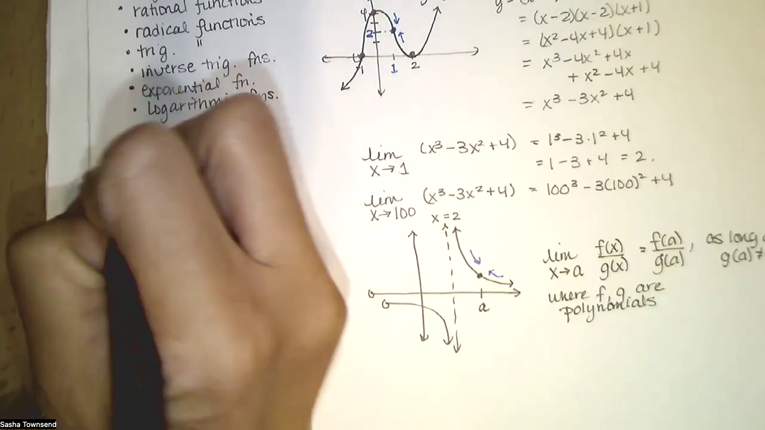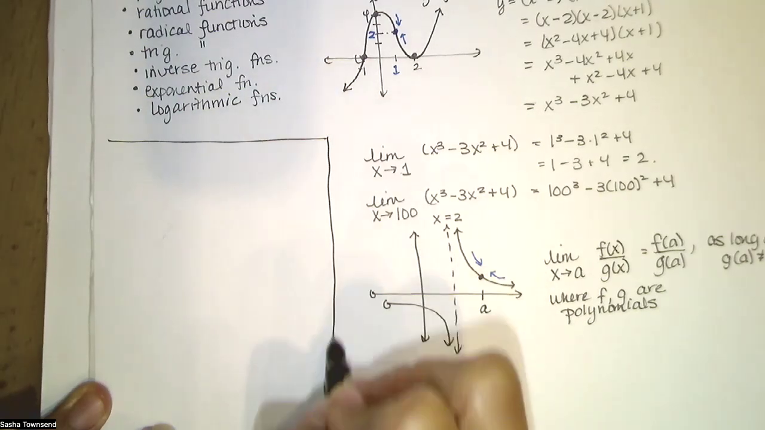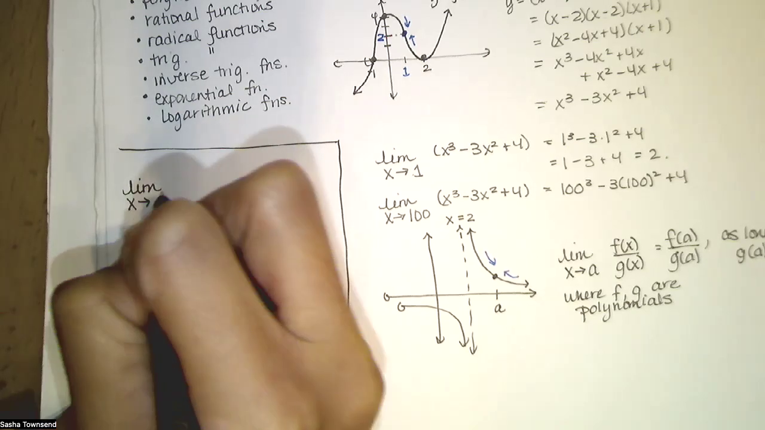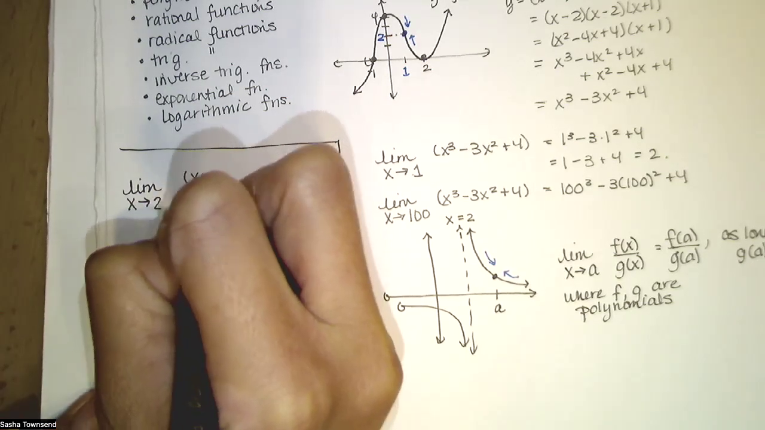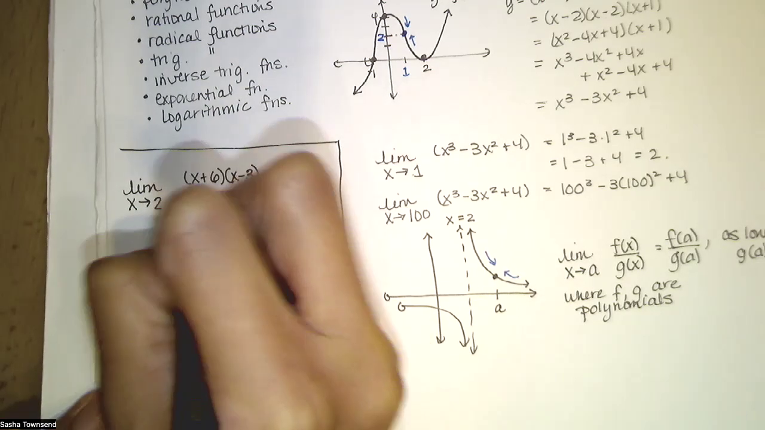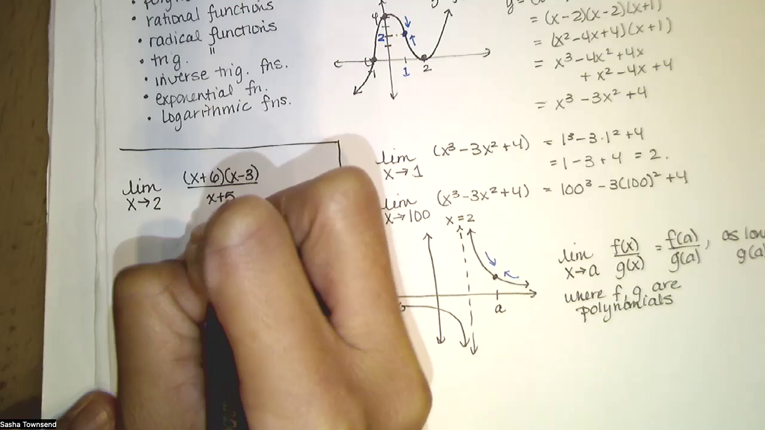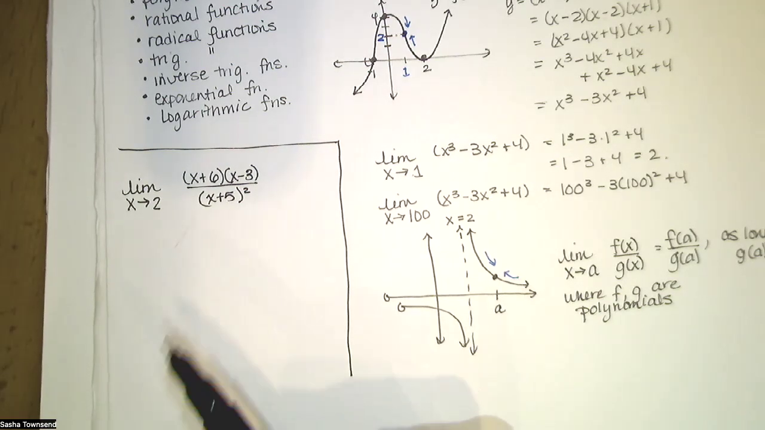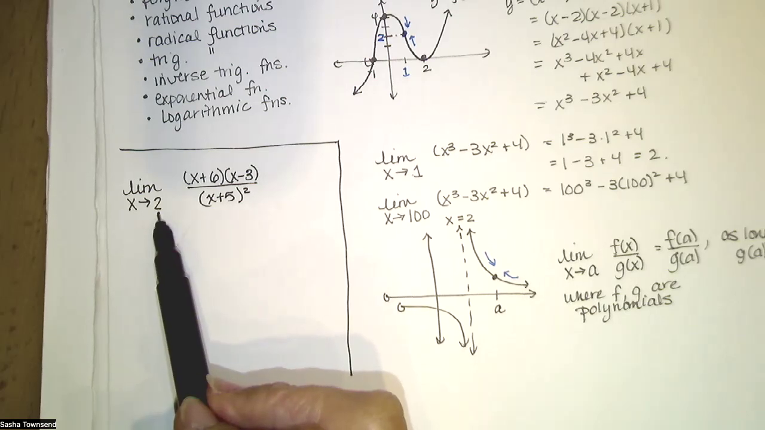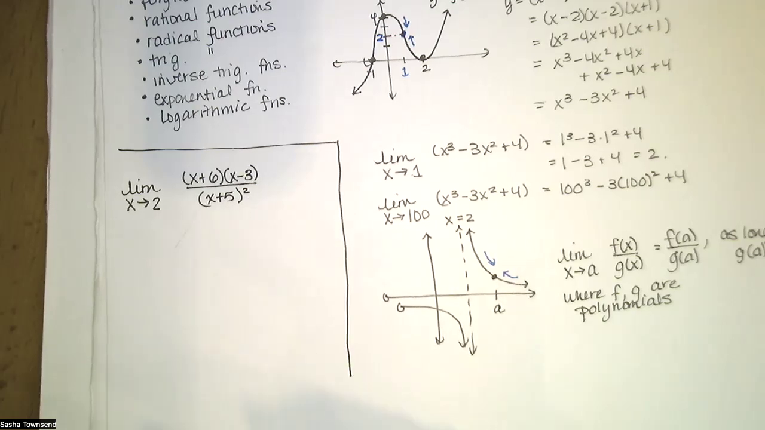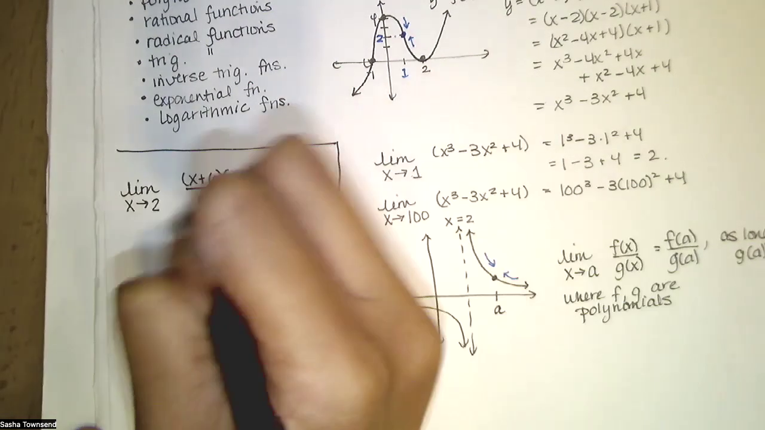Now, even if I don't know what the graph looks like, let's say I'm taking the limit as x approaches 2 of x plus 6 times x minus 3, all divided by x plus 5 squared. Say, well, that's a rational function. Is it continuous at x equals 2? Well, yeah, the numerator is well-defined at x equals 2, and the denominator is well-defined at x equals 2. So what's the value of the limit?